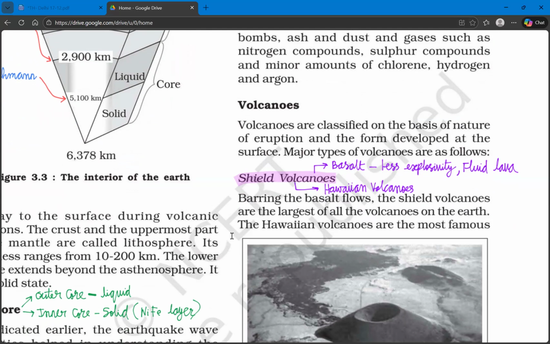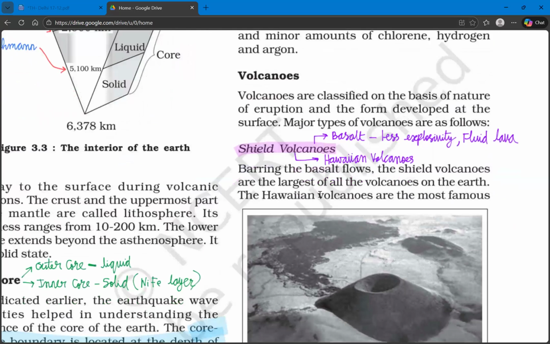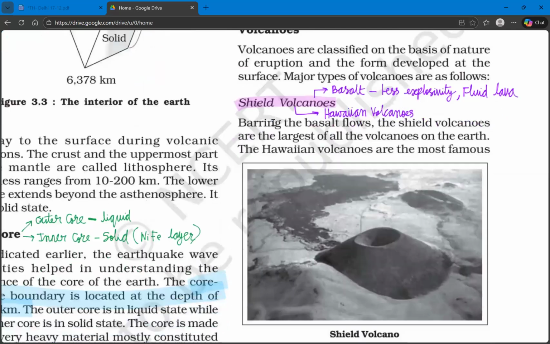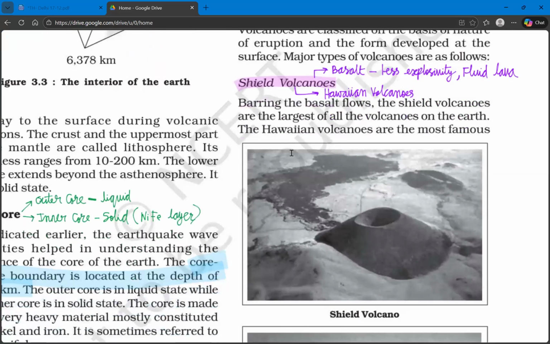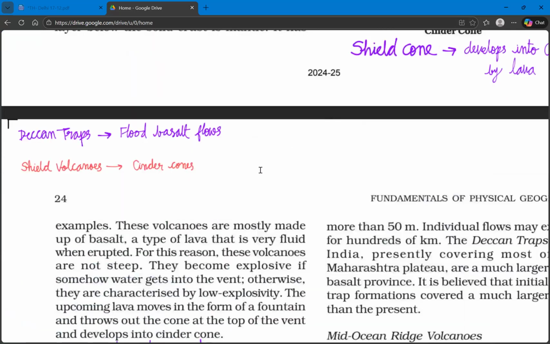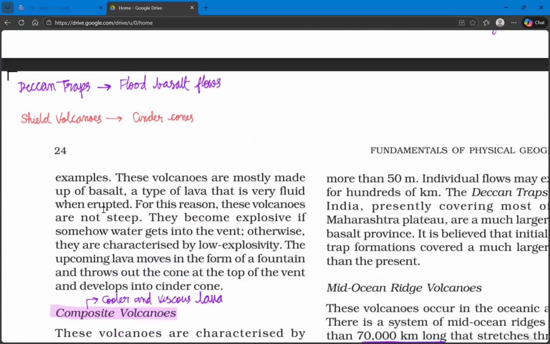So the shield volcanoes are spread over larger areas. These are the largest of all volcanoes on the earth. Basalt has less explosivity, but it has fluid lava. Examples of shield volcanoes are Hawaiian volcanoes, which are the most famous examples. These volcanoes are mostly made up of basalt, a type of lava that is very fluid when erupted. For this reason, these volcanoes are not steep.